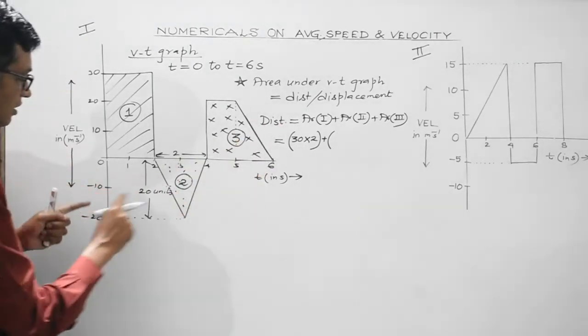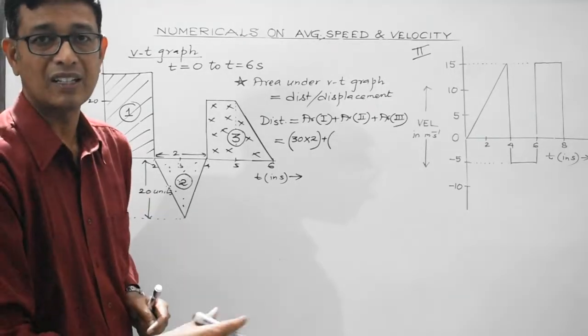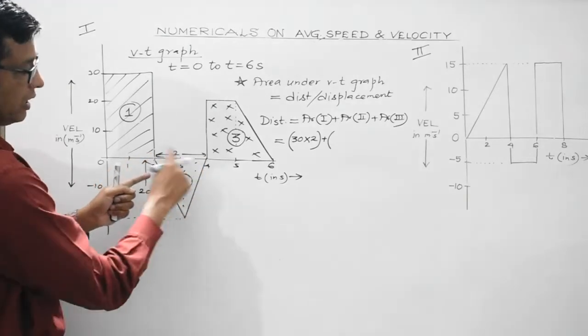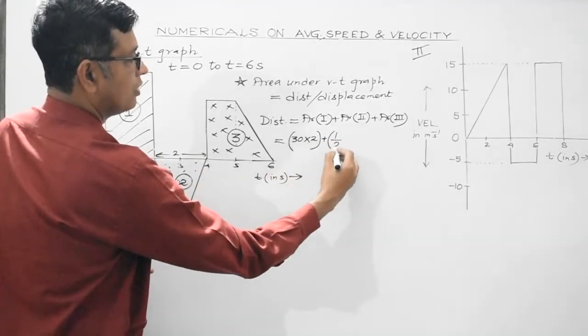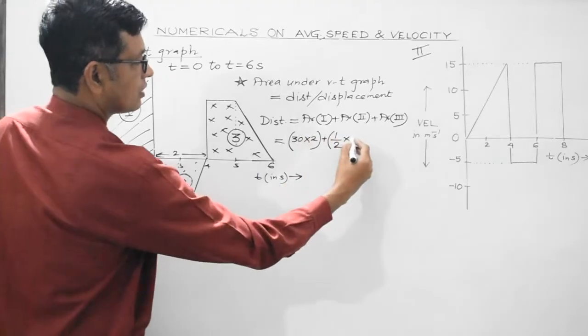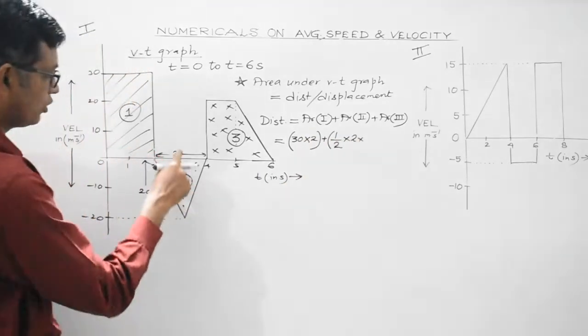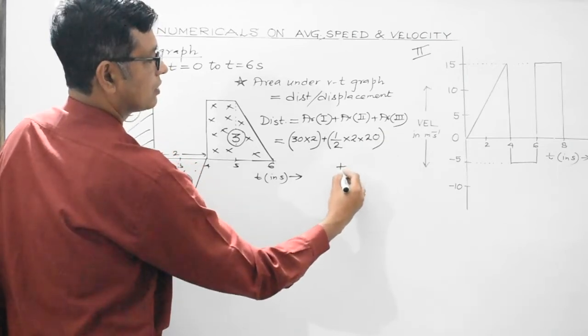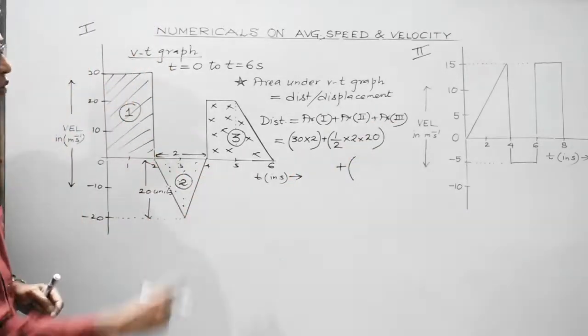So what will be its area? While calculating distance, the negative sign is to be avoided. Distance can't be negative, isn't it? So what about the area of the second portion? The area of a triangle is half into base, which is 2 units, into altitude, which is 20 units. Plus the area of the third portion.